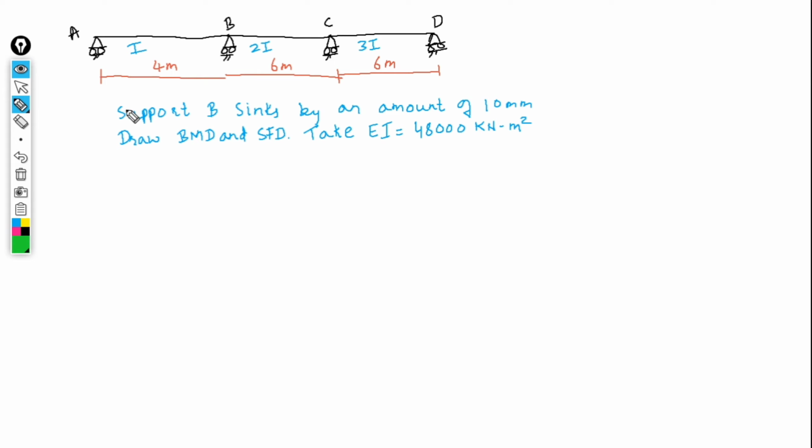Welcome once again. Here a continuous beam is given and no direct loading is given. There is no direct load, meaning point load, UDL, UVL, whatever load commonly acts on a continuous beam. Only indirect loading is given, that is support B is sinking by an amount of 10 mm. Because of the sinking of the support, internal forces are developed in the continuous beam. Support B is sinking by 10 mm.